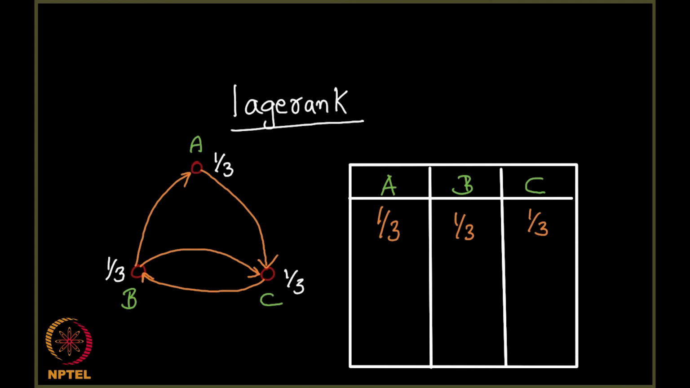So let's look at what exactly happened. We took Google Sheets and tried seeing what happens as we repeat this process. All right, what is the process? Initially you give 1 by 3, 1 by 3 and 1 by 3 to all the nodes, correct? You start with the same values. It's the resources that you have.